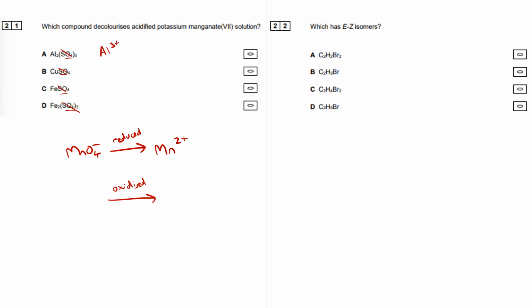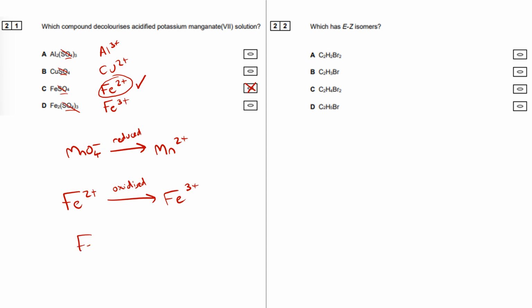So would aluminium 3+ reduce the manganate? Would copper 2+ reduce the manganate? Iron 2 or Fe2+, or iron 3, Fe3+. So you should know from the redox titrations topic that manganate will react with Fe2+ ions. Manganate will oxidize the Fe2+ ions to Fe3+, and the manganate itself is reduced. So Fe2+ or iron 2 sulfate is the correct answer.